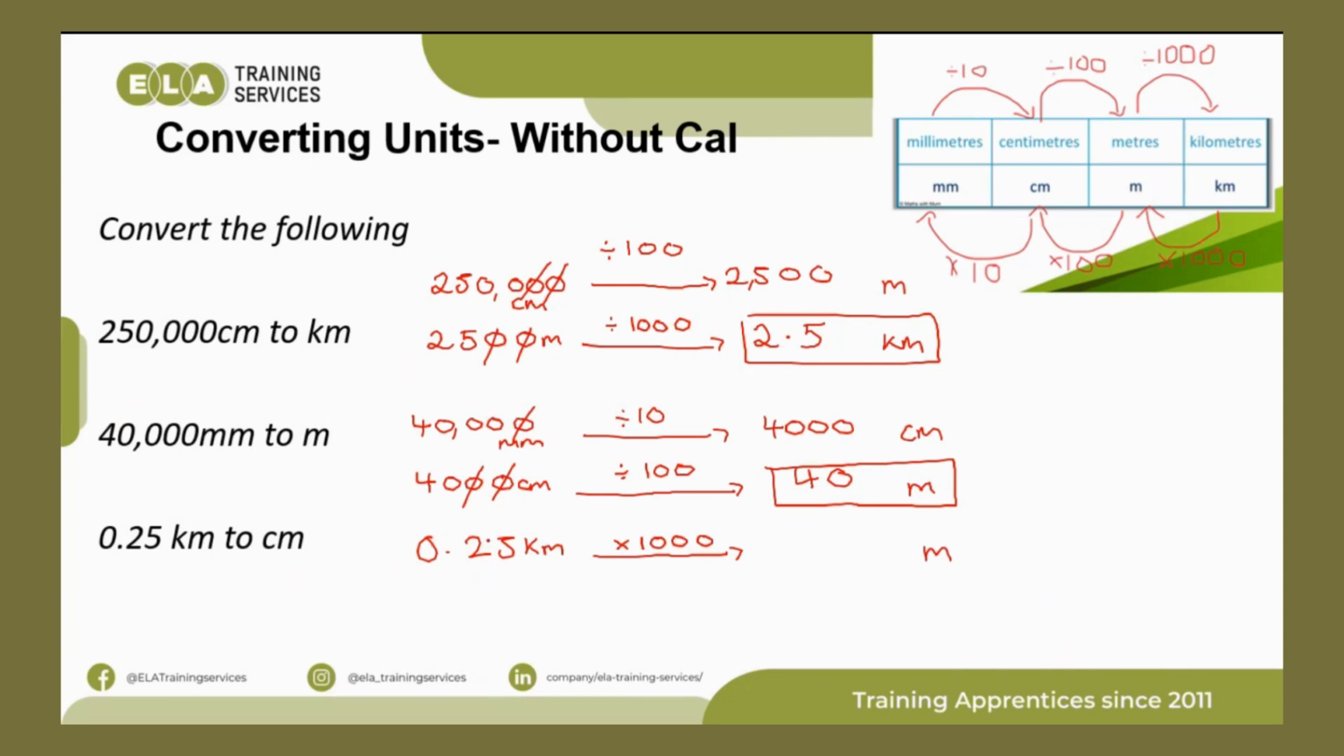So if we times that by 10, it'd be 2.5. If we times it again, it'd be 25. And then if we times 25 by 10, we'd be left with 250. So we've got 250 metres.